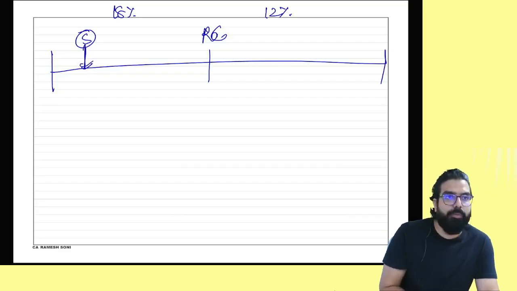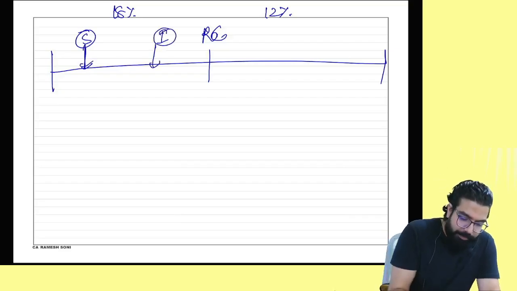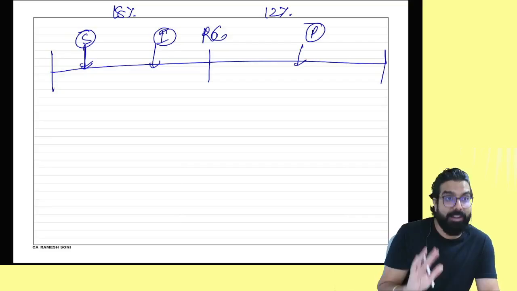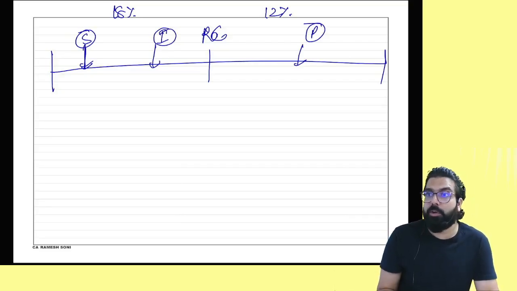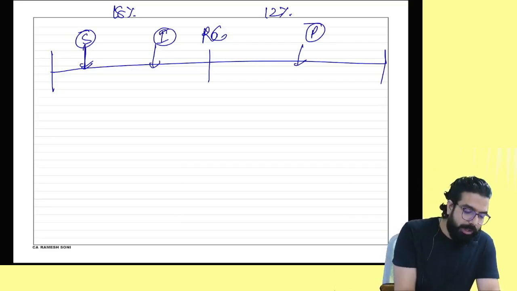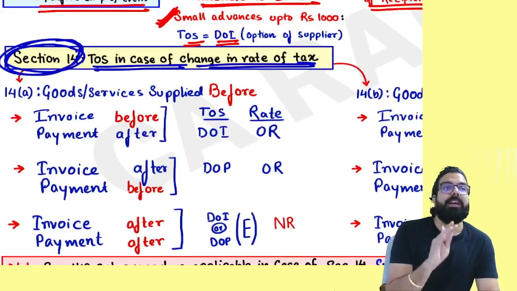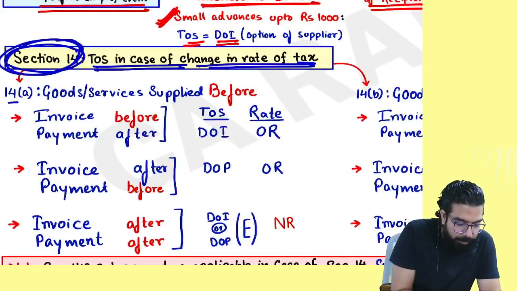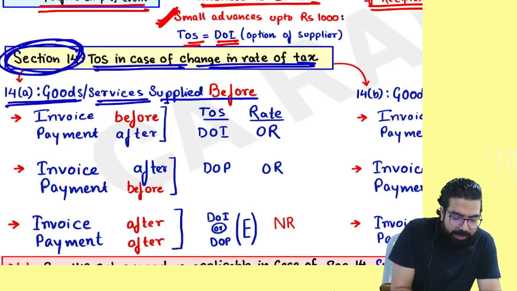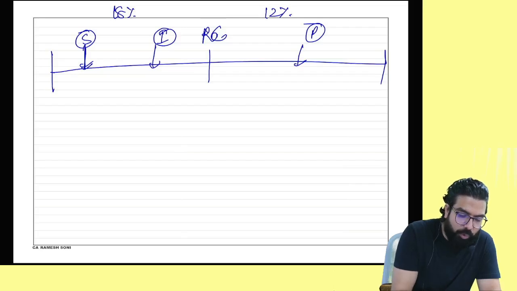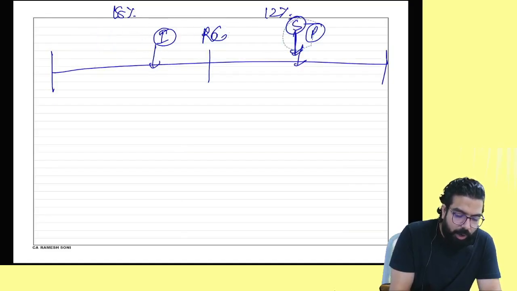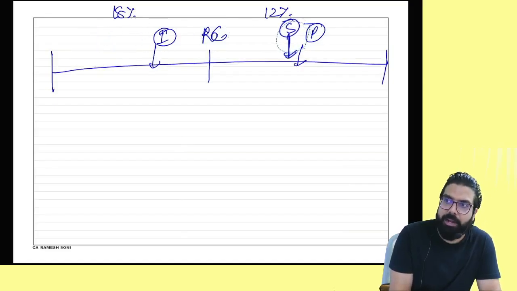If goods and service are supplied before, here is the invoice, here is the payment, which rate will apply? Are you guys able to understand? That is what is being told over here: whenever there is a rate change, always remember goods and services, you have to see two cases. Either the goods and service will be supplied before the rate change, or they might be supplied after the rate change.